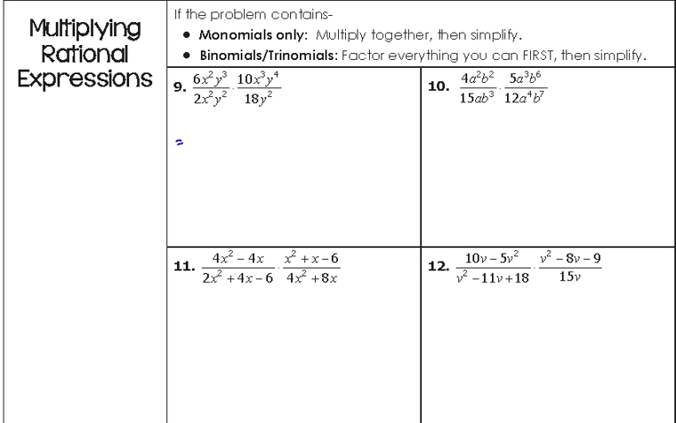So if we multiply straight across the top there, we've got 6 times 10 gives us 60. X squared times x cubed. What do we do with those exponents when we're multiplying? We add them together, so that's x to the 5th. Okay, y cubed times y to the 4th. We add them together, that gives us y to the 7th. In the denominator, 2 times 18 is 36. X squared, we don't have another x squared, so we just bring it on down. Y squared times y squared is y to the 4th.